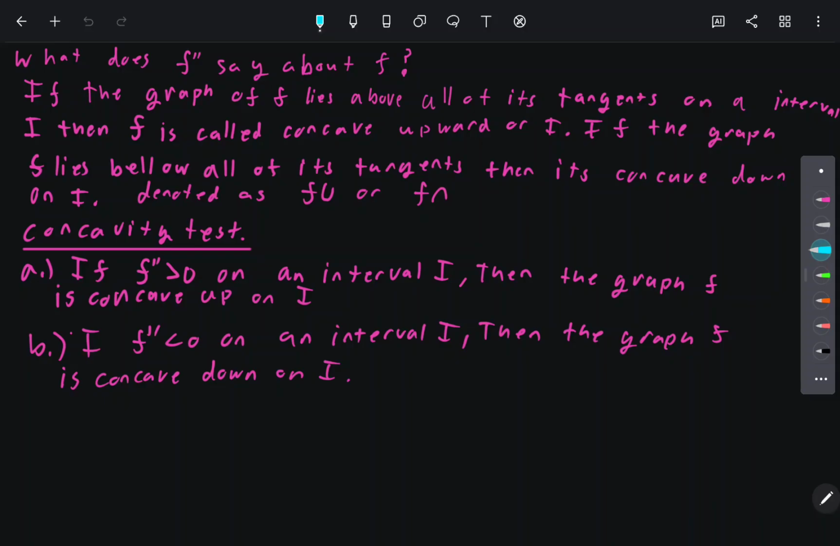So now we're going to use this, and we actually have a little test to tell us if a function is concave up or concave down. It's called the concavity test. So it goes: A, if f double prime is greater than 0 on an interval I, then the graph of f is concave up on I. B, if f double prime is less than 0 on an interval I, then the graph of f is concave down on I.